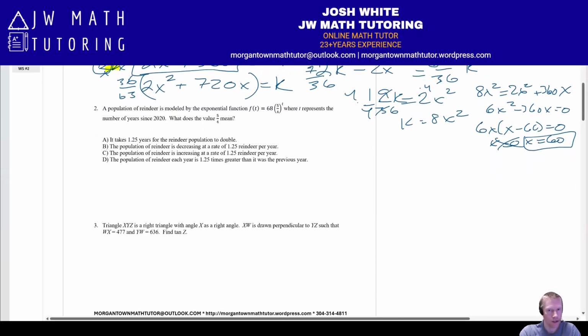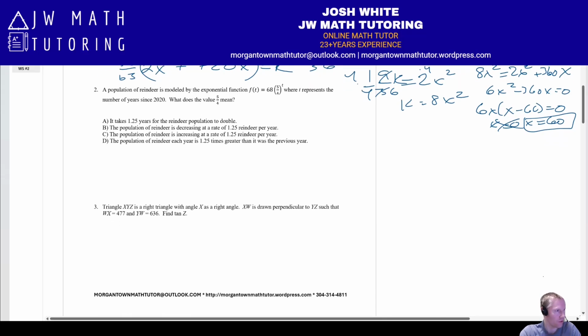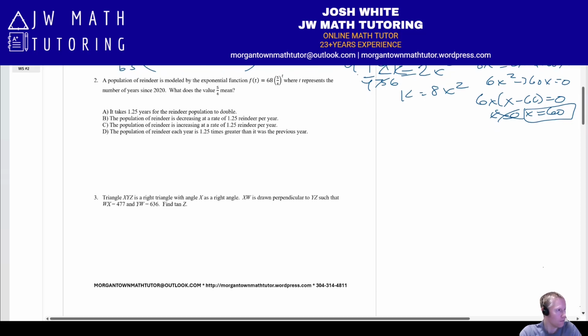All right, the next question, number 2 here. You're given an exponential function, and you're basically asked, what does the 5/4 in this equation, in this function represent? Now, technically, I just put these things on here as like 1.25 instead of 5/4, but they're the same numbers. So what does this 5/4 represent? Well, since it's an exponential function, that's how much the output, in this case the f of t, is increasing by whenever the input, in this case t, increases by 1.